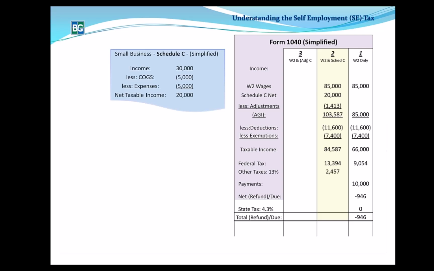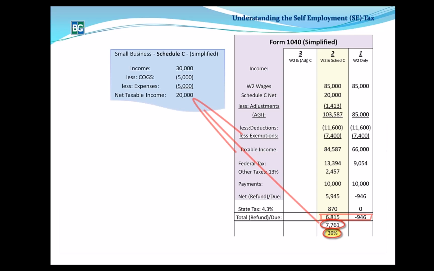The withholding is the same at $10,000, and the state tax has increased by 4.3%, for a total tax due of $6,815. That's an increase of close to $8,000 in tax from the extra $20,000 from the small business, which equates to 39% of the net income going to taxes. In this situation, the new business owner did not make estimated payments throughout the year, creating penalties and interest.